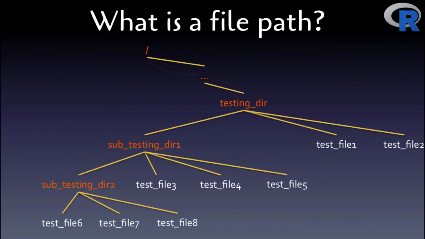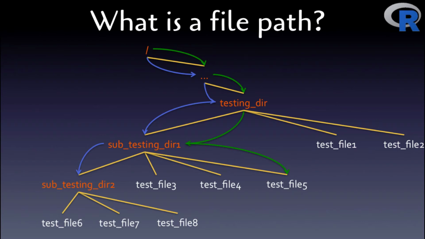The first path, starting off from the root folder, goes all the way down to sub_testing_dir2 through testing_dir and sub_testing_dir1, and then ends up at sub_testing_dir2. Following the second path here, you start from the root directory again, and then through the folders testing_dir and sub_testing_dir1, you reach the place of the file test_file5.